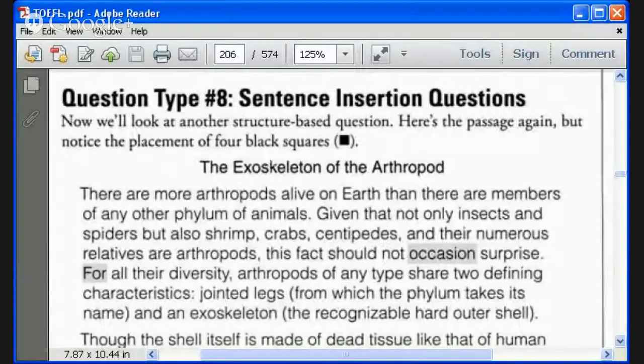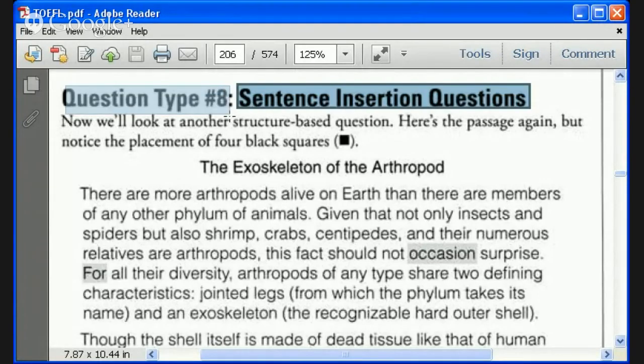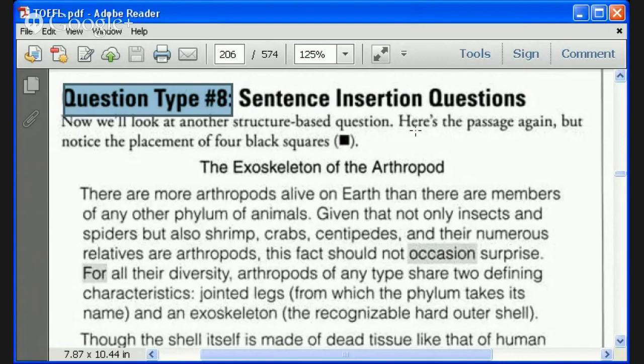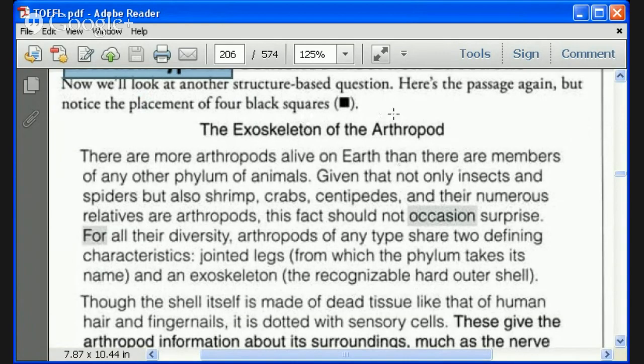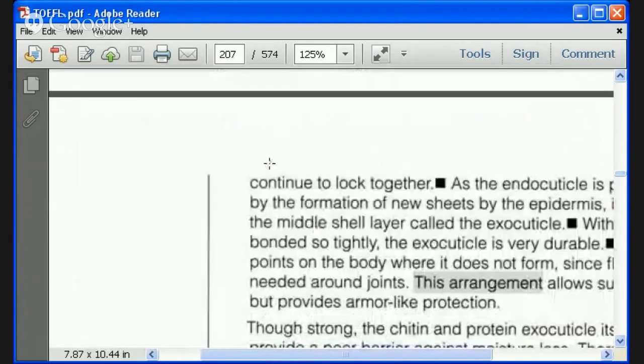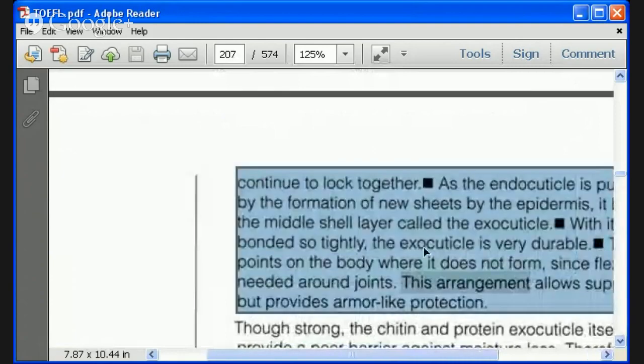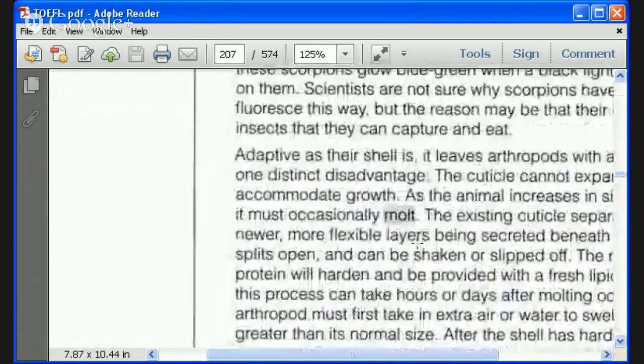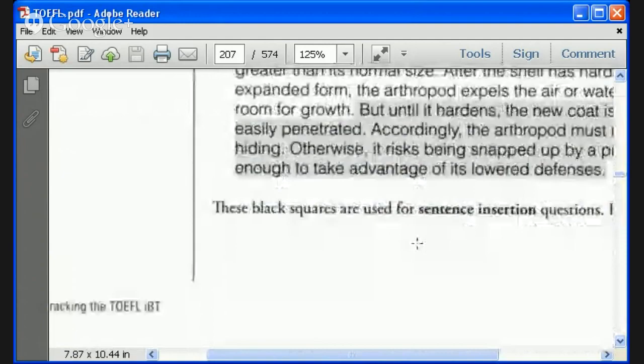We are going to do some practice of the TOEFL reading test, but first I want to complete my mission to talk about strategies for the different question types, and we're going to look at a sentence insertion question type. It will look like this. There you will see 4 black squares. So it will be very easy to find. You don't have to search the entire long reading passage.